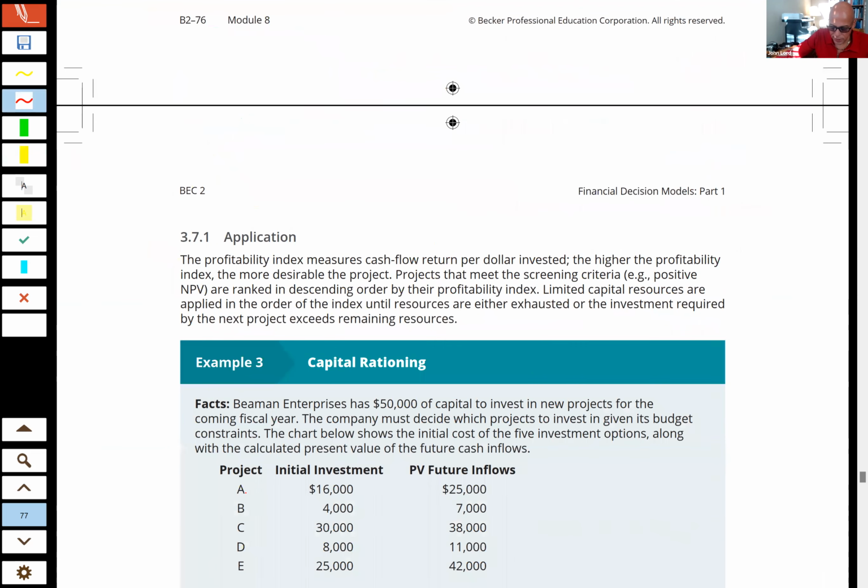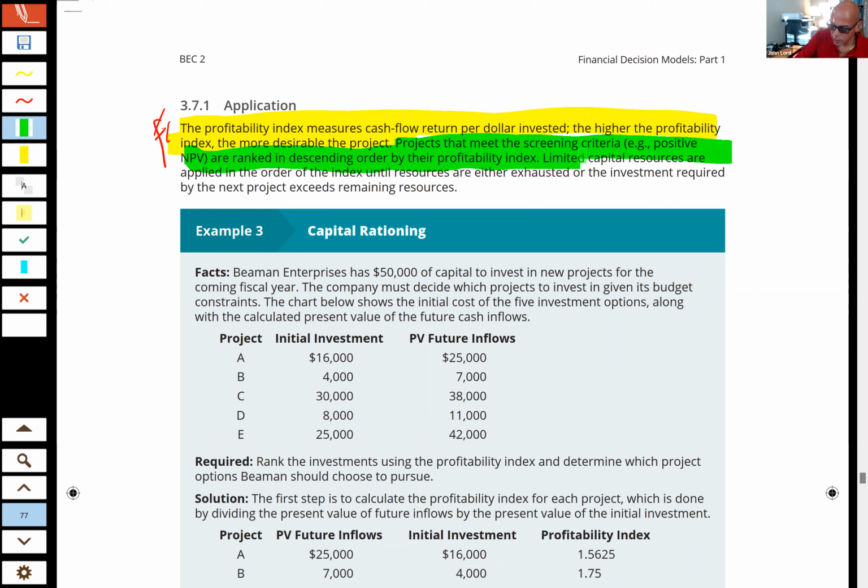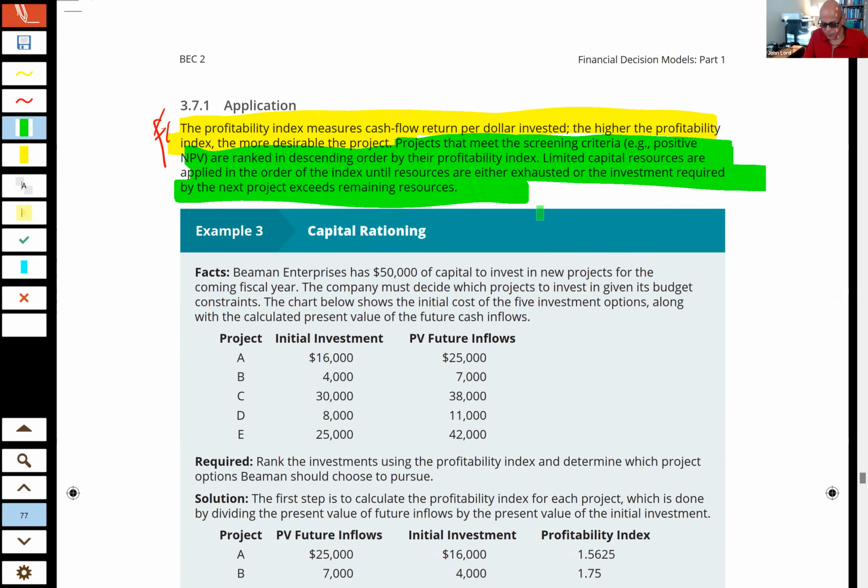And then let's just go ahead and start to take a look at the actual application of the profitability index. And they tell us here that the profitability index measures cash flow return per dollar invested. The higher the profitability index, the more desirable the project. So let's just go ahead and flashcard that notion. And then let's just look at the rest of these, though. The rest of this paragraph, the projects that meet the screening criteria, positive net present value, are ranked in descending order by their profitability index. Limited capital resources are applied in order to the index until resources are either exhausted or the investment required by the next project exceeds the remaining resources.